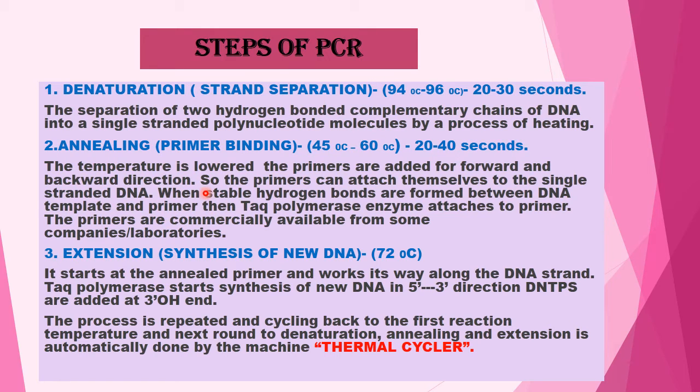When the primer is bound to the template, when stable hydrogen bonds are formed, only then will the Taq polymerase attach to the primer. In the third step, the Taq polymerase synthesizes the new DNA in the 5 to 3 direction by adding dNTPs at the 3' end. The DNA synthesis will take place in the 5 to 3 direction. The entire process is completed in an automated machine called a thermal cycler.